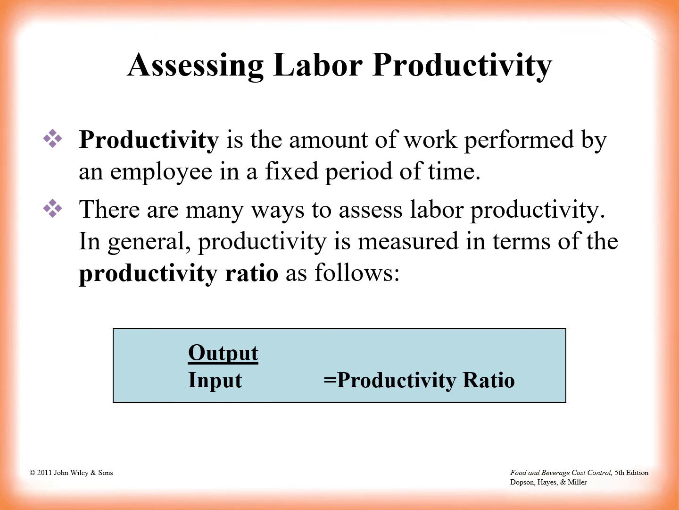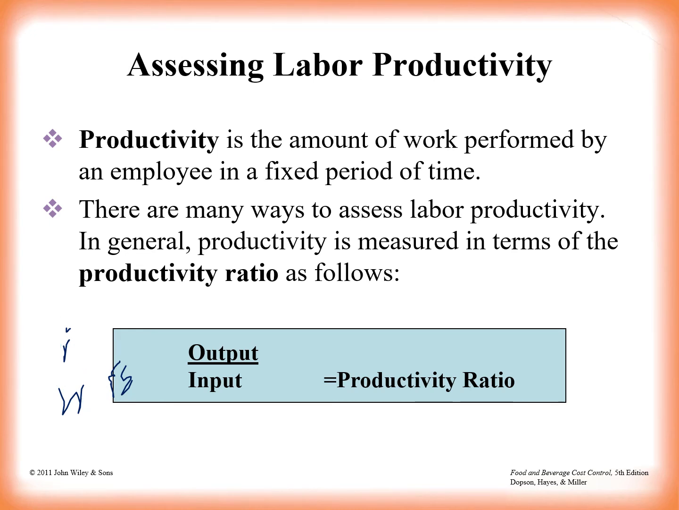So what is the output for a dishwasher? Well, that's the number of dishes they can wash. And the input is a number of hours. So the productivity ratio looks like the number of dishes per hour that someone can wash.